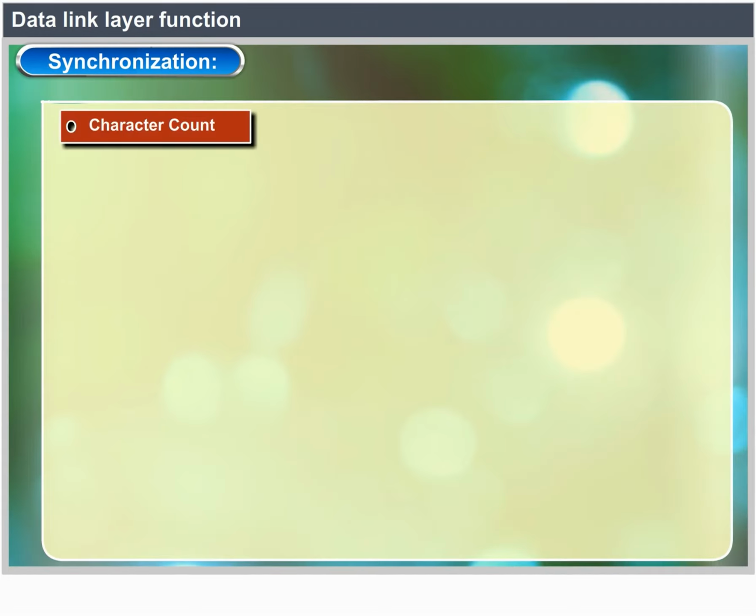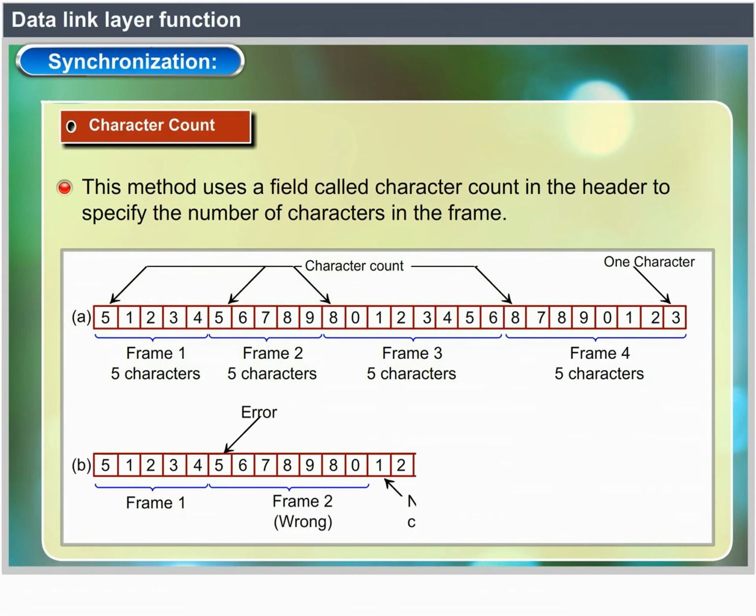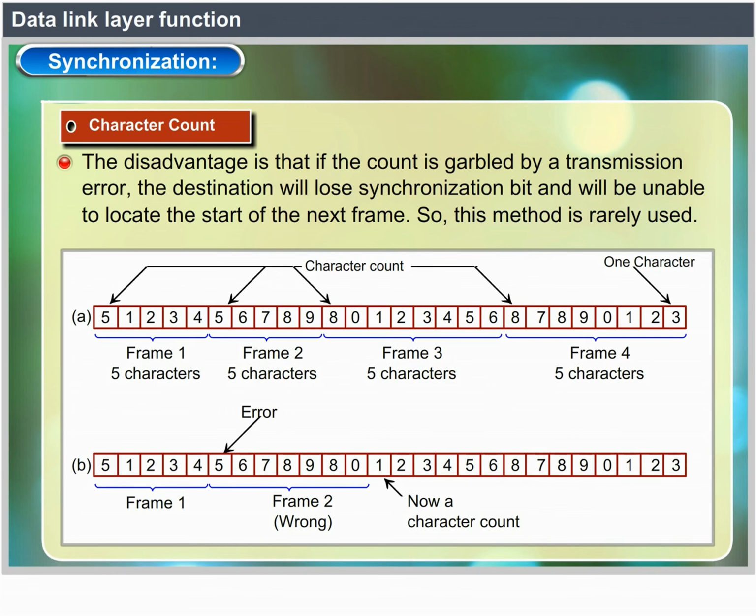Character count. This method uses a field in the header to specify the number of characters in the frame. When the data link layer at the destination sees the character count, it knows how many characters follow and hence where the end of the frame is. The disadvantage is that if the count is garbled by a transmission error, the destination will lose synchronization and will be unable to locate the start of the next frame, so this method is rarely used.